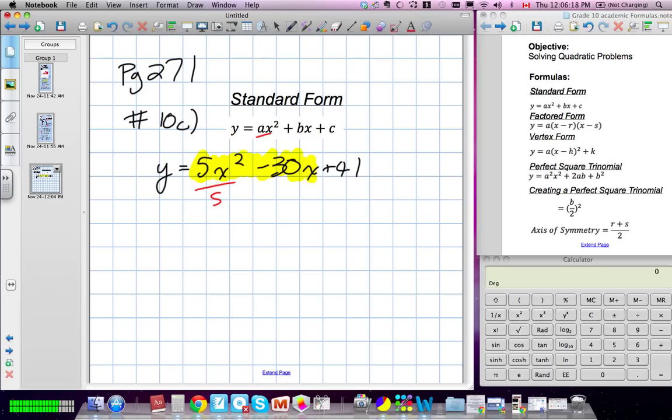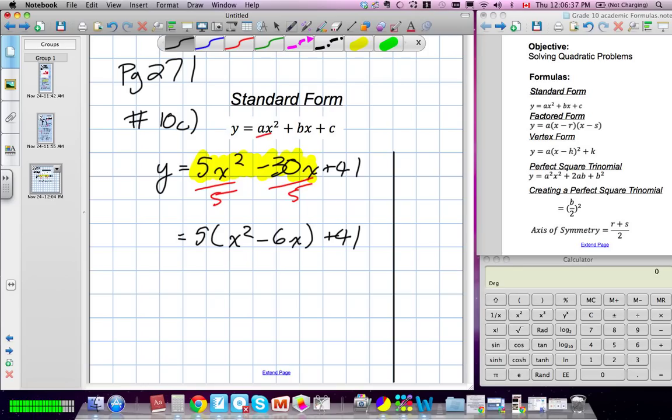We get 5 on the outside, x squared minus 6x, plus 41's outside the brackets. Now, we need to do some of our side calculations here. Our new b term, remember, is negative 6. So that's what we're going to put into our little formula when we have to create the perfect square.